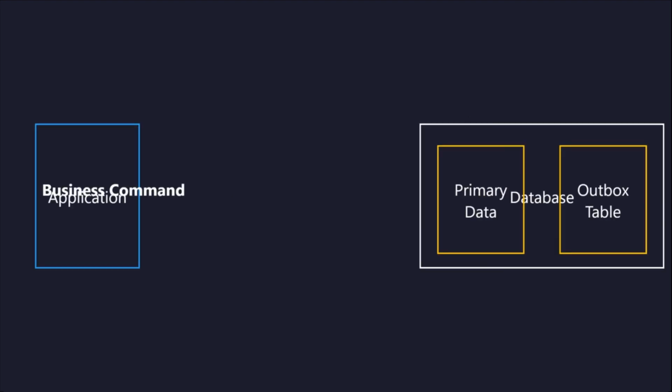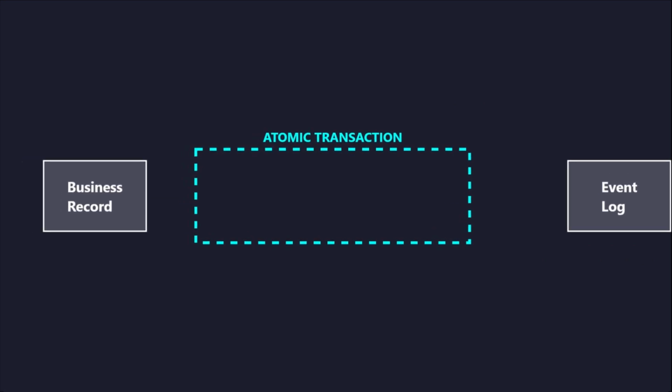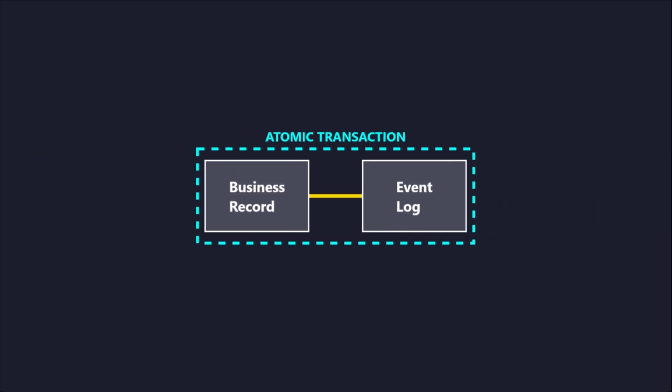When your application processes a business command, it initiates a single database transaction that encompasses both the primary data modification and the insertion of a record into the Outbox table. By committing these two operations together, the database ensures that if the business record persists, the event is also saved, and if the event cannot be saved, the entire business change rolls back.